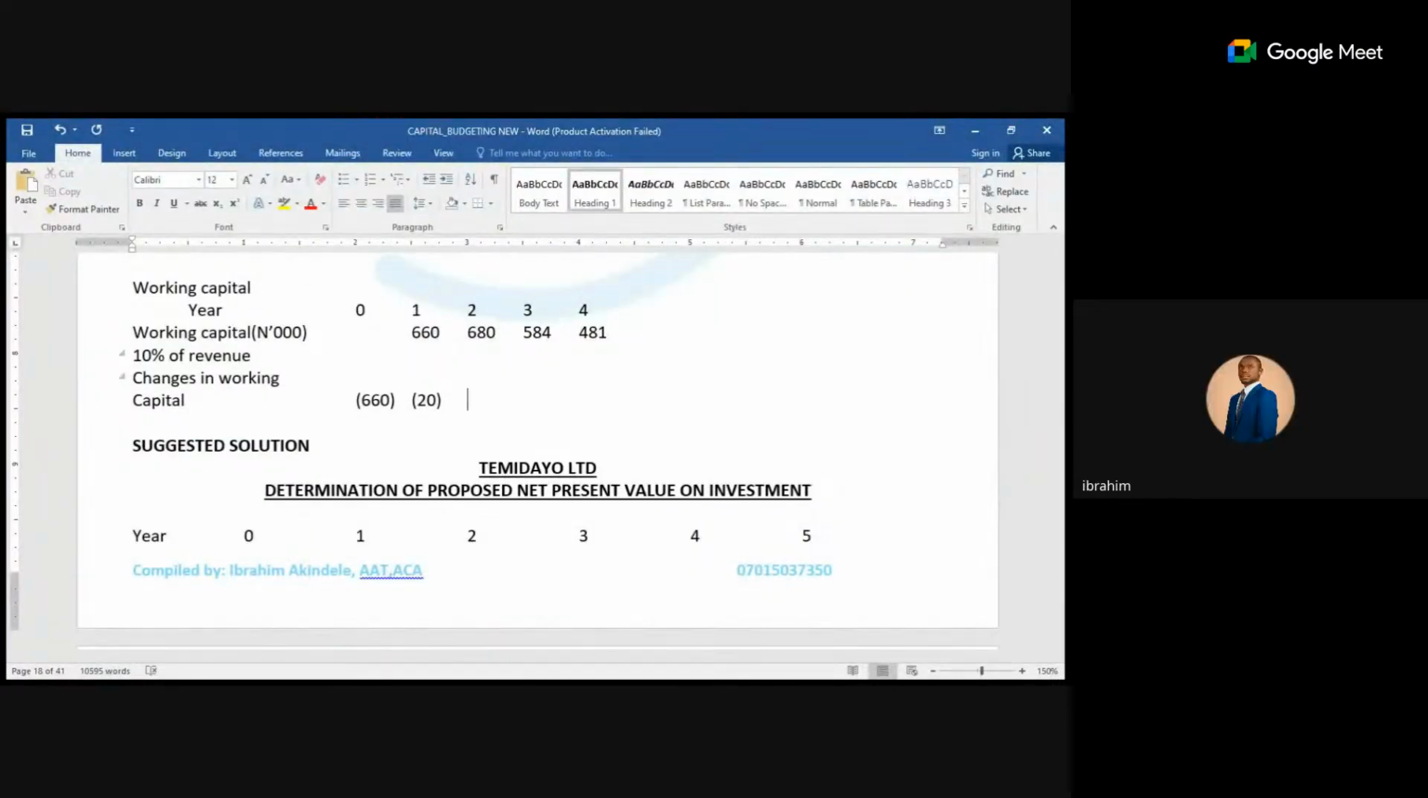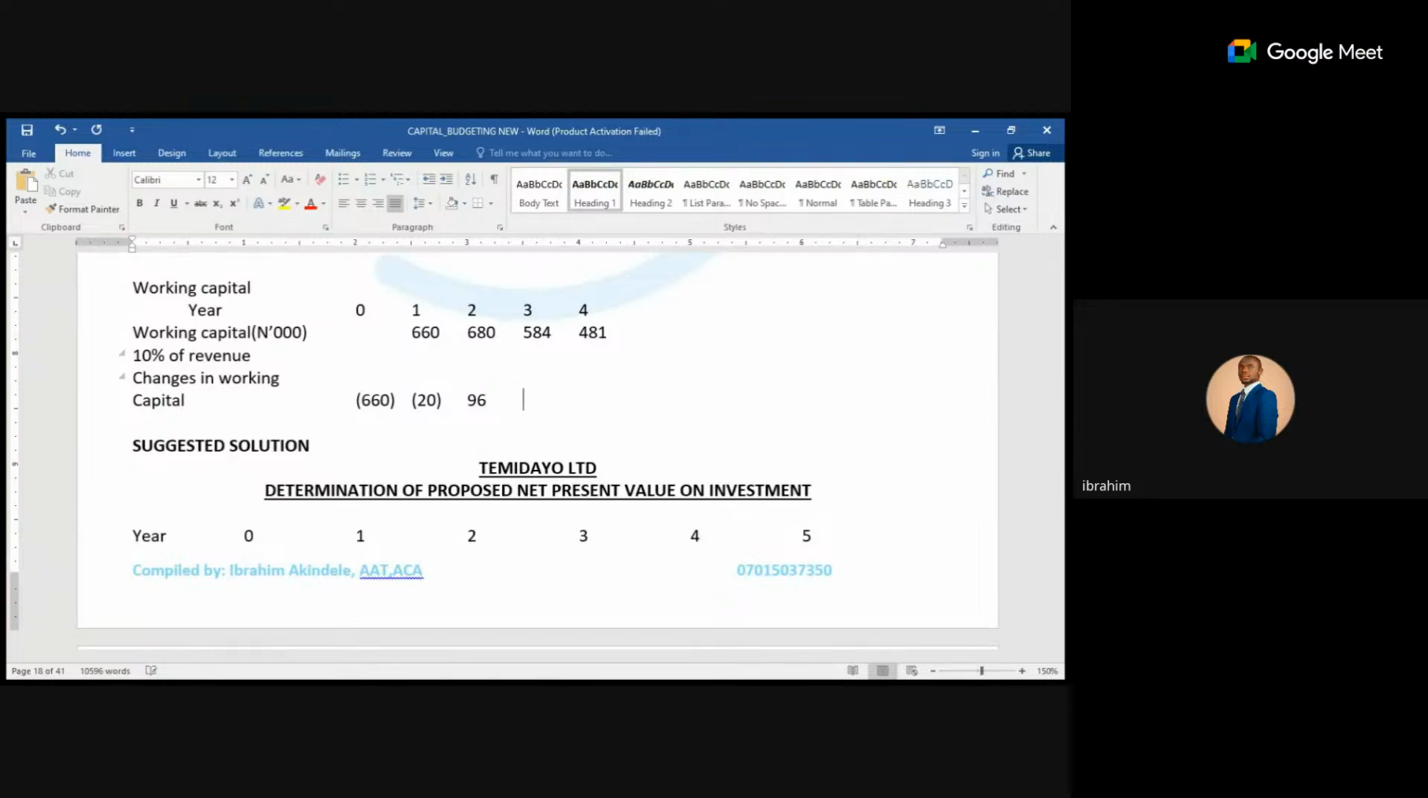The next one, from year 2 to year 3, you have 680 in year 2 and 584 in year 3. Is there any increase in the working capital or a reduction? Reduction. So what is the reduction? 96. Thank you. Meaning that you will have 96 as an inflow.